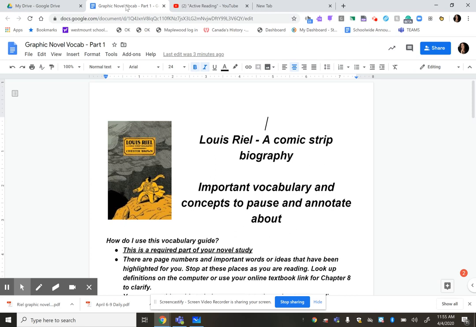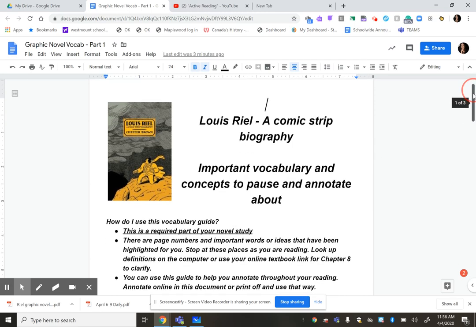It's called Graphic Novel Vocab Part 1. You're going to need to either print this off, that's what I would do, or have it open on a computer while you're reading your novel, whichever works best for you. It is a step-by-step guide of what goes through the novel and what you need to pay attention to.